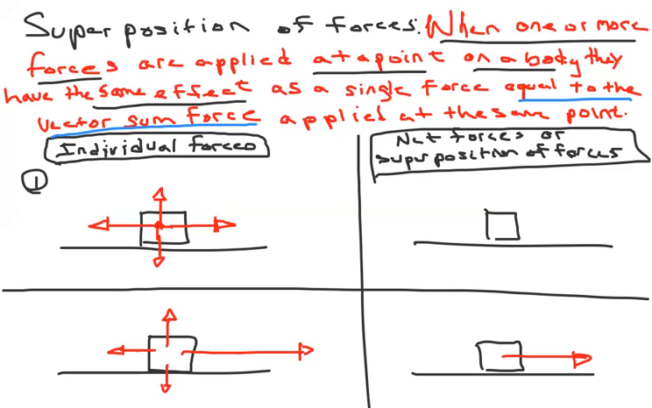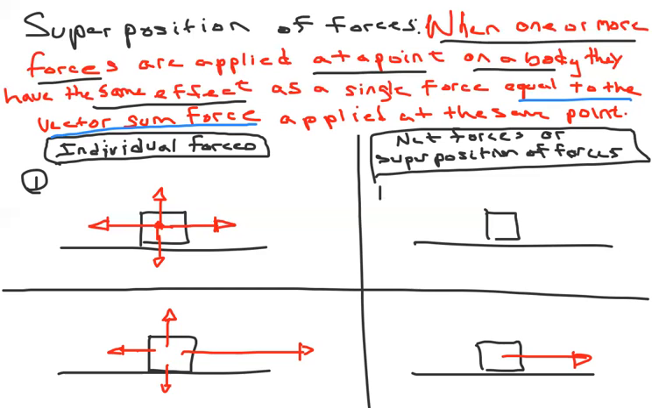Okay, so that's what you need to keep in your head. Even though there's multiple forces on an object, when we're netting them, our goal is to use superposition of forces, or try to turn all those vectors that are applied to the object into just one net vector. And sometimes there isn't one.